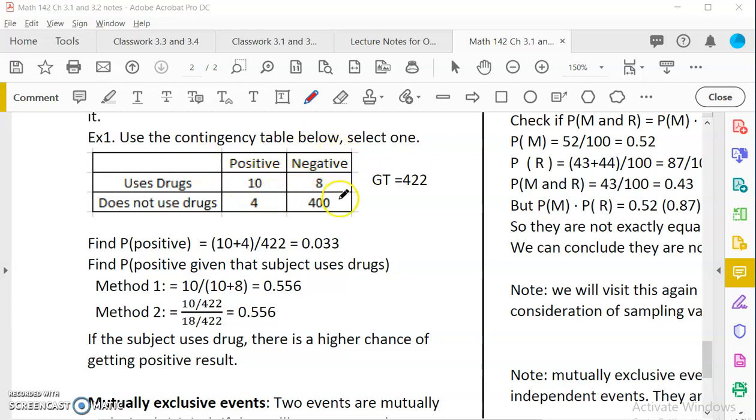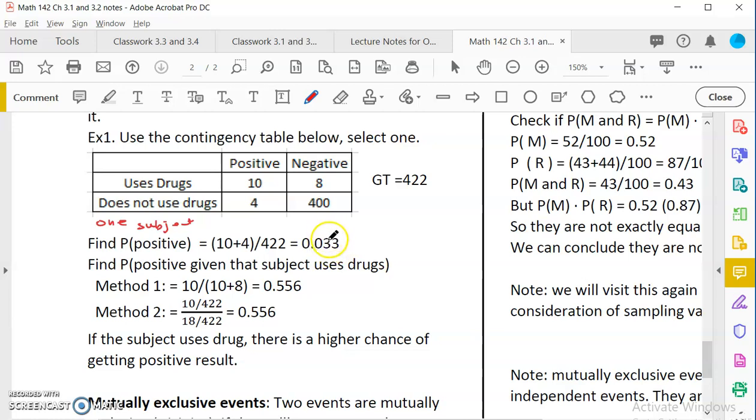So this is a contingency table of a drug test. What is the grand total? The grand total would be 10, 8, 4, 400. All added together is 422. So we want to find the probability of a positive result. Take one person. So this is always one person or one subject. What is the probability that that subject had a positive result? So you look at all the positive, 14, divided by the grand total, which is 0.033.